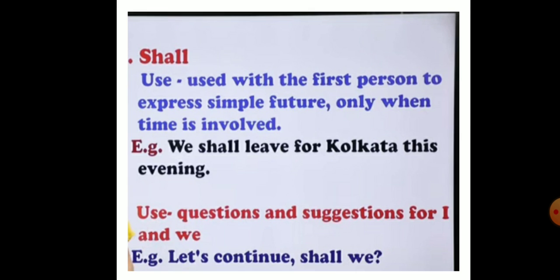Shall is also used for questions and suggestions for I and we. Since it is used with the first person, it is used for suggestions and questions, but always for I and we. Let's continue. Shall we? Let's continue. Shall I? So this is a suggestion, but it is used with the first person, I and we.